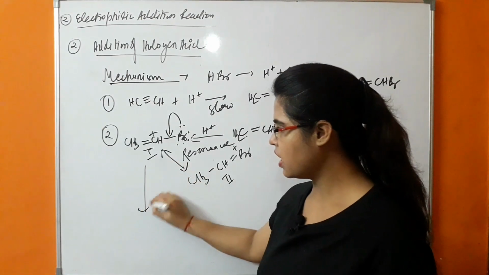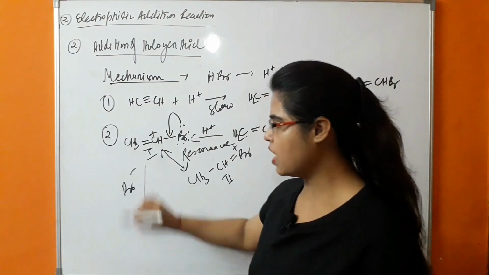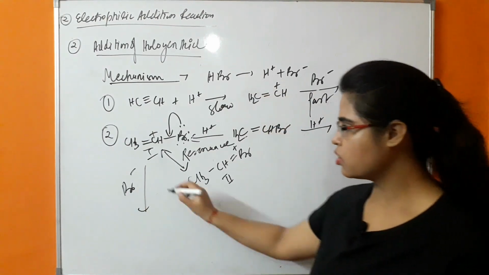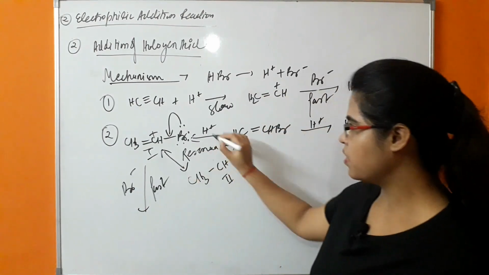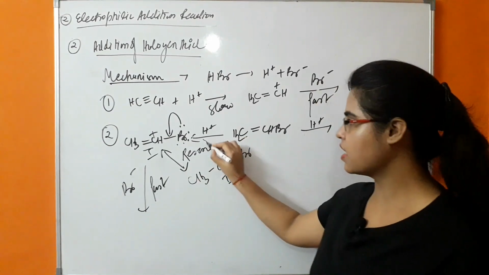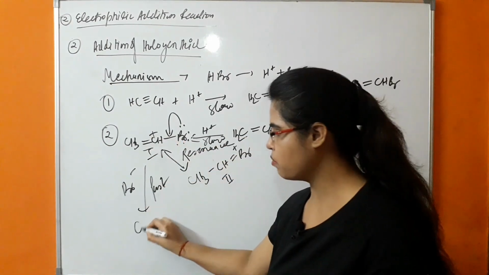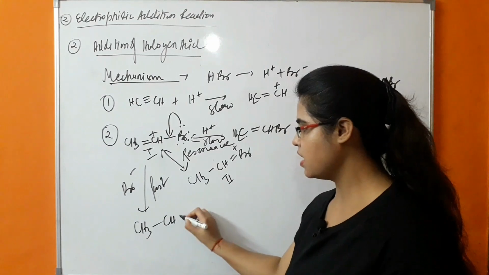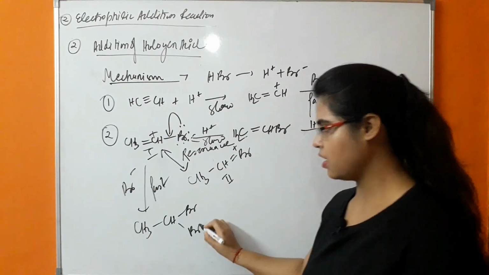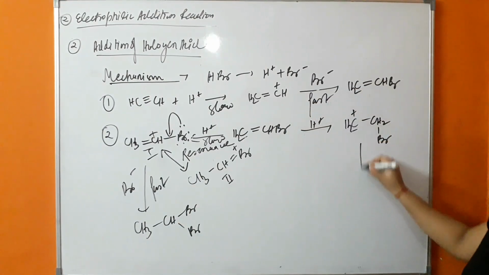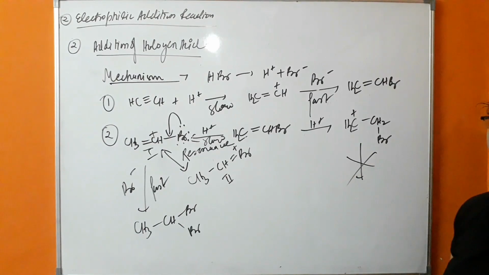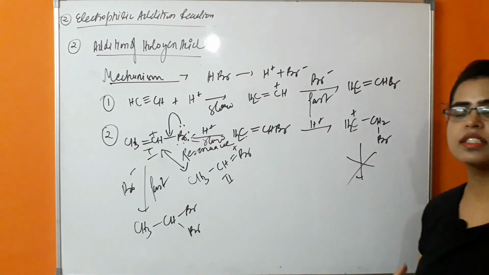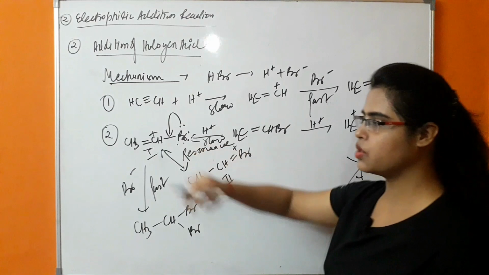So what is happening here? Further, Br minus nucleophile will attack, and this step will be fast. The first step, in which the electrophile attacks, is slow. So CH3 CHBr2 is formed. The other step is not taking place because that carbocation is less stable in comparison to this one.